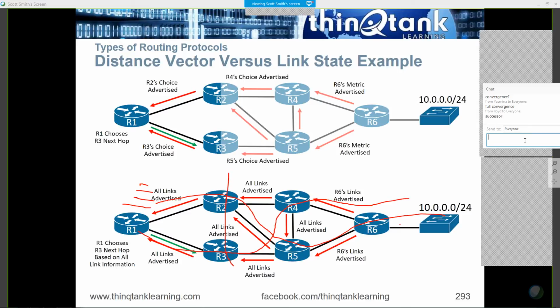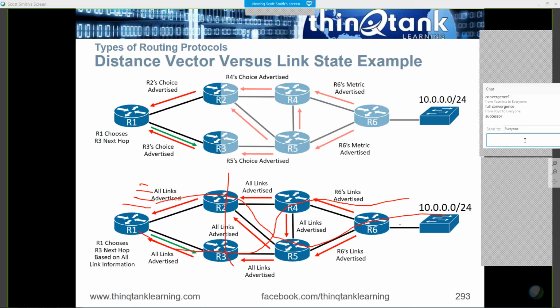All right? That is the difference between a link state protocol and a distance vector protocol. Link state protocols have a complete picture of the entire topology, whereas distance vector protocols only understand what the neighbors tell them. Ultimately, like I said, R1 for link state is going to choose to go to R2 or it's going to choose to go to R3. Just like distance vector, R1 is going to choose to go to R2 or R3.